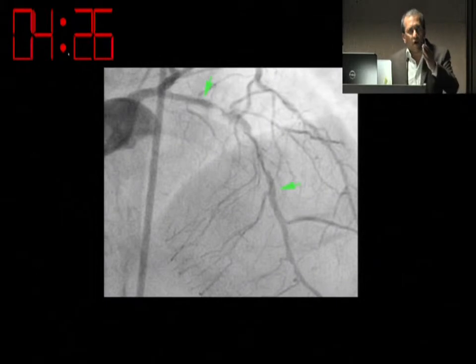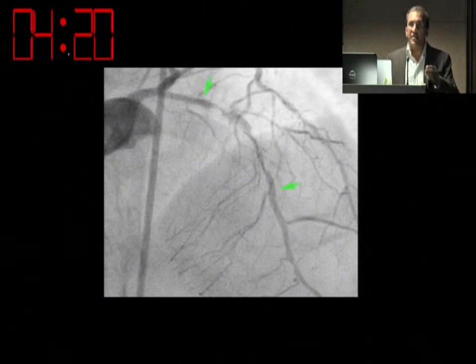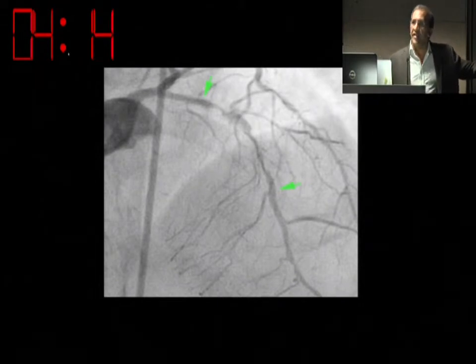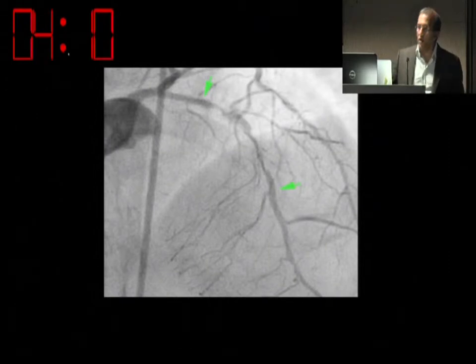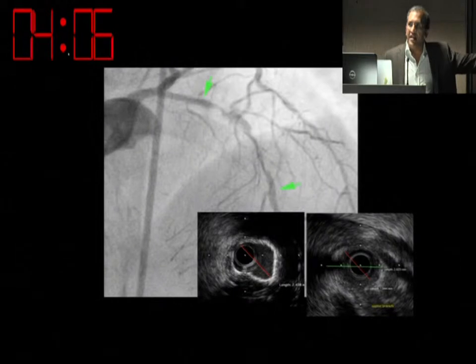Would everybody in the audience agree that currently we should put in a stent between the two arrows? Or would somebody think otherwise? So I would say that most people in this country would have put in a stent between these two arrows. But is that how I look at this artery? Probably not.